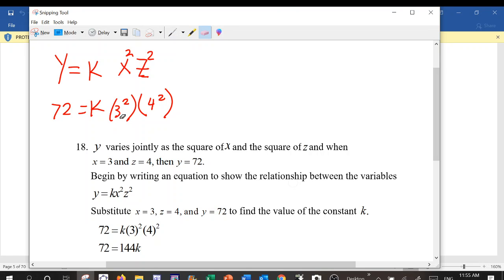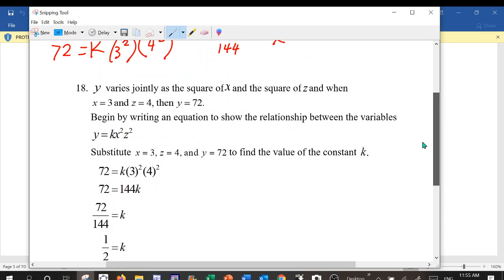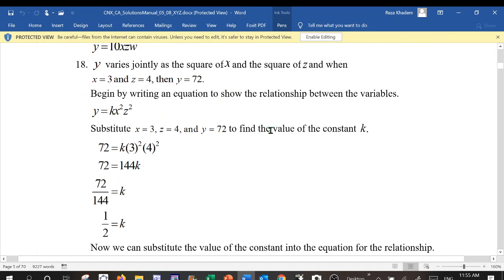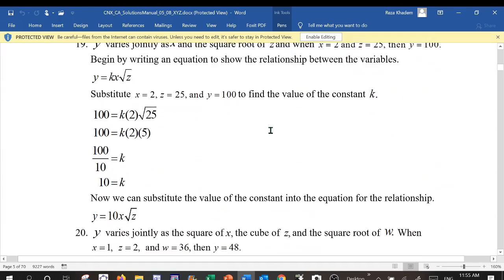So that is 9 times 16, which is 144. So k equals 72 over 144, right? Which is 1/2. So k is 1/2. So that means y equals 1/2 x squared z squared. Okay, that's the idea of varying jointly. Let's do a few more.